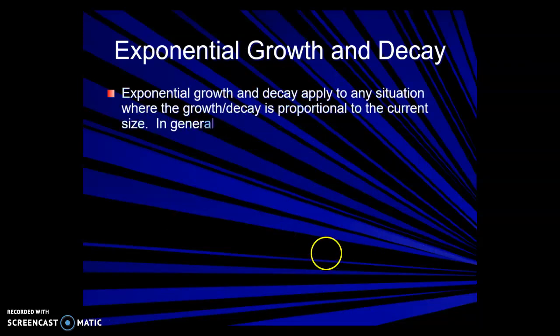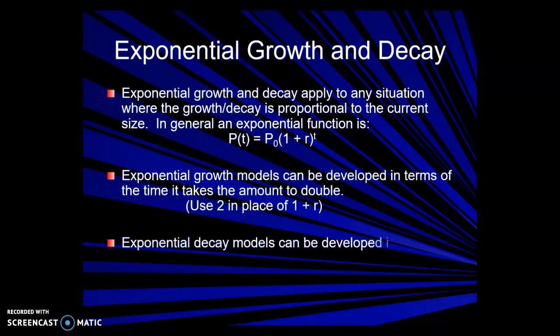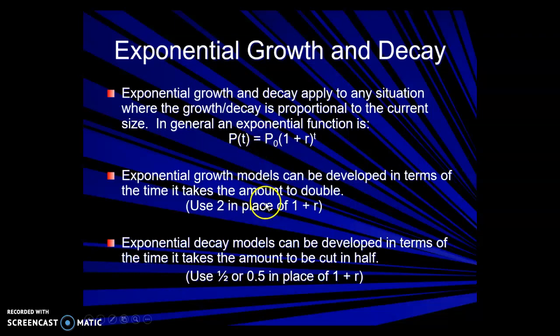So we got this here, and it's showing in general an exponential function for growth is 1 plus r to the t power, okay? If the growth rate is proportional to the original rate or size. You can also do, instead of 1 plus r, if it's doubling, you could use 2 in place of 1 plus r, or tripling, you could use 3 in place of it. For decay, if it's getting cut in half, you could use a half in place of 1 plus r.